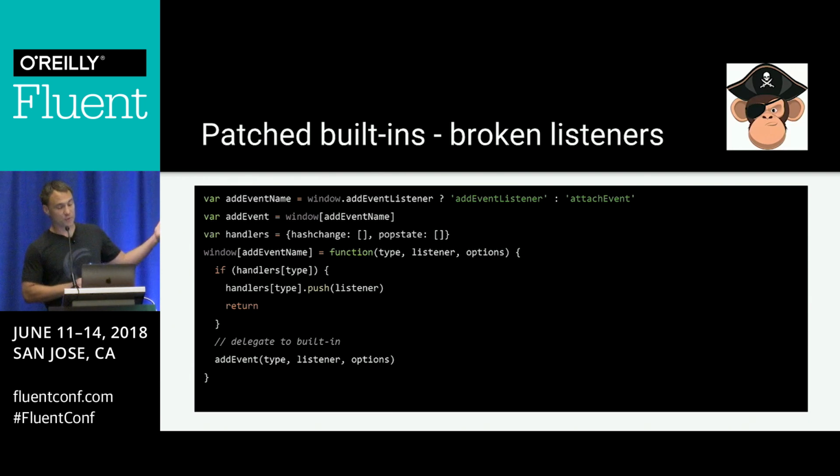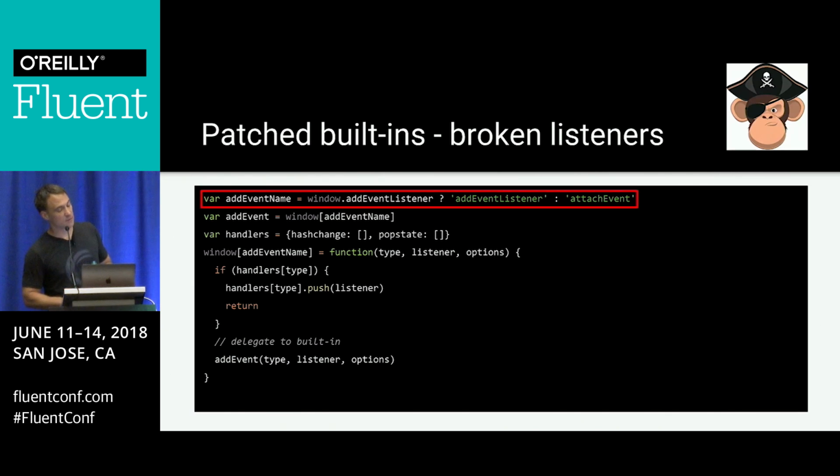This is the code of a popular JavaScript library that simulates the history API for older browsers. Because those older browsers do not natively dispatch the hash change and pop state events, the library patches window.addEventListener and collects those callbacks registered for those events so that it can later dispatch them at the right time.